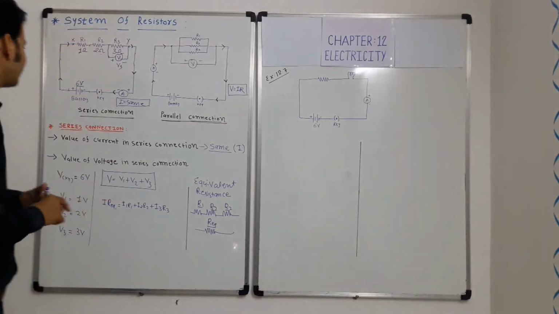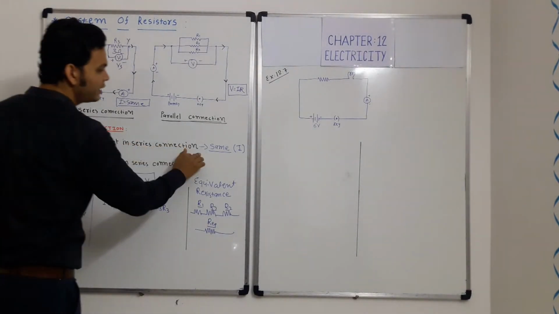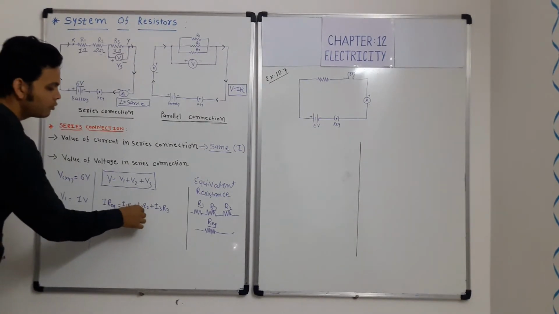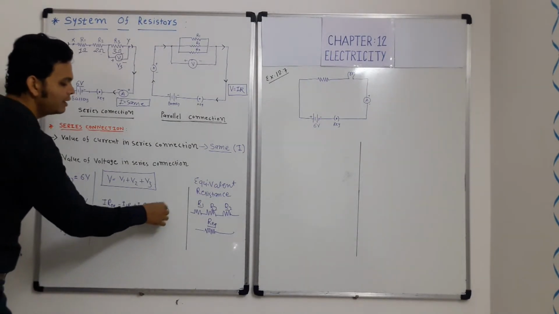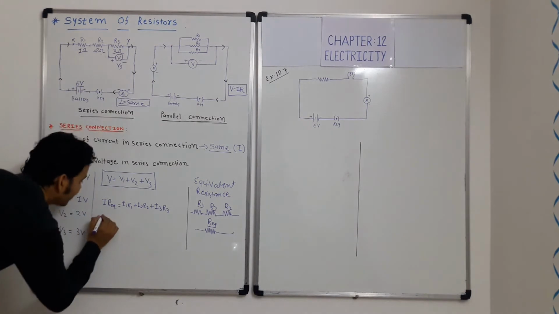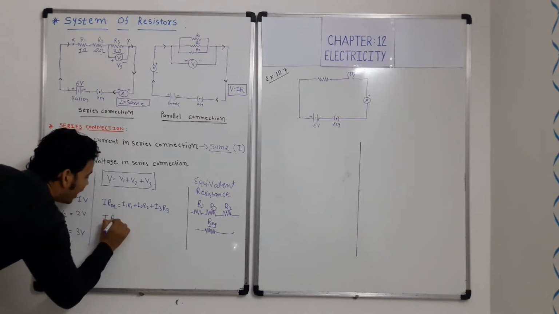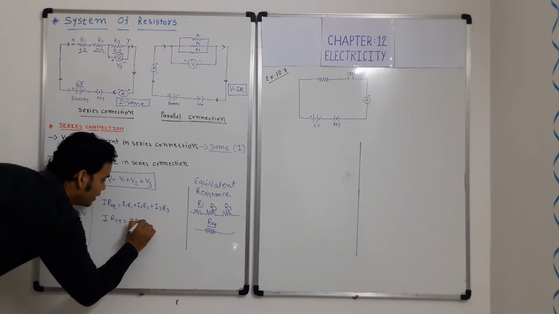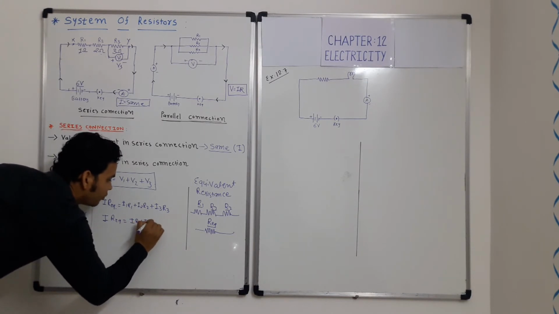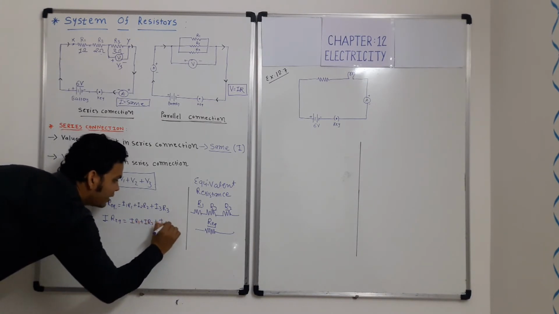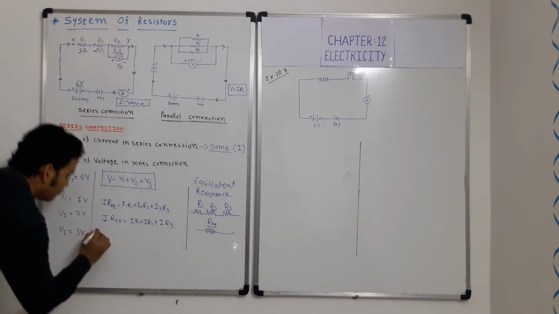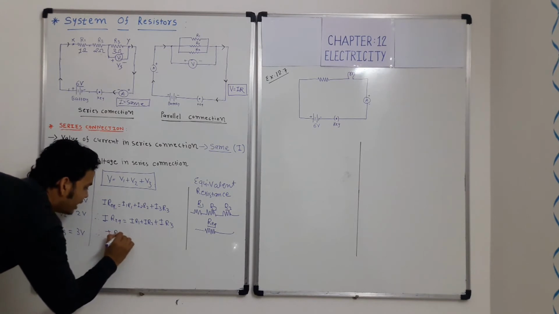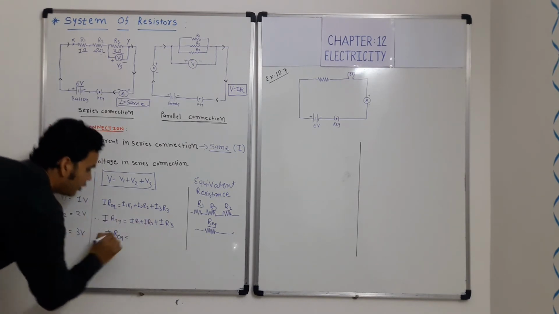Now we know that the value of current in the series connection is the same. So can I write I1 is equal to I2 is equal to I3 is equal to I? So I can write I R equivalent is equal to I into R1 plus I into R2 plus I into R3. So once again I can write I into R equivalent is equal to I common.